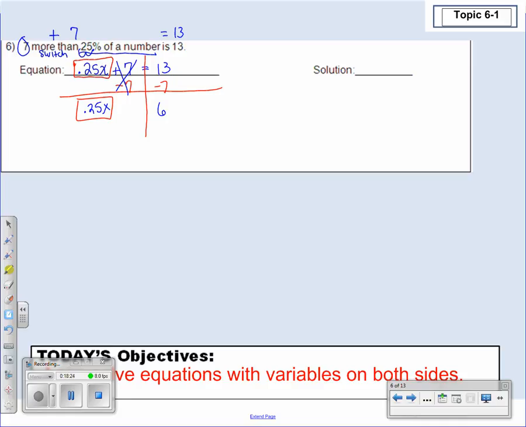Last, we want to get rid of the number in the box. So 0.25 is being multiplied by x. We're going to divide by the number that's in the box. Divide by 0.25. 0.25's disappear on the left. We're left with x, and 6 divided by 0.25 is 24. So our number is 24.